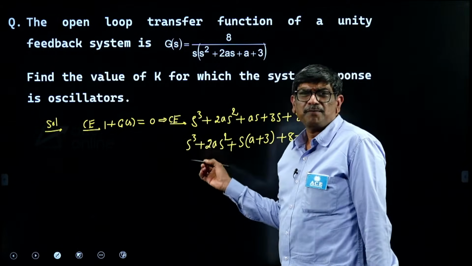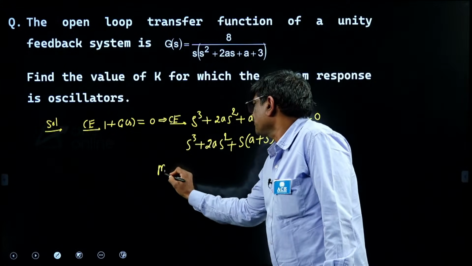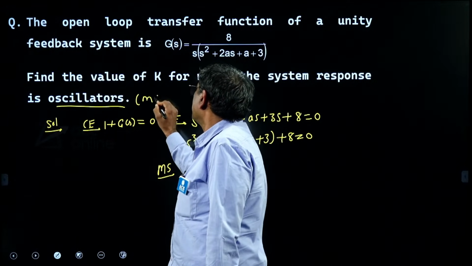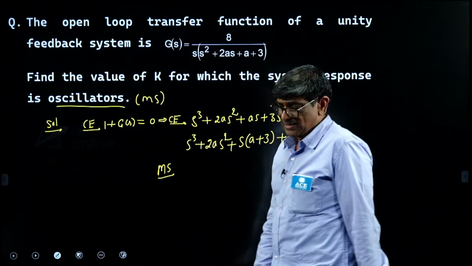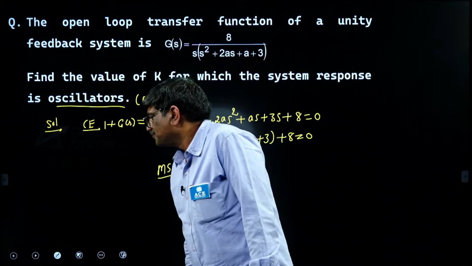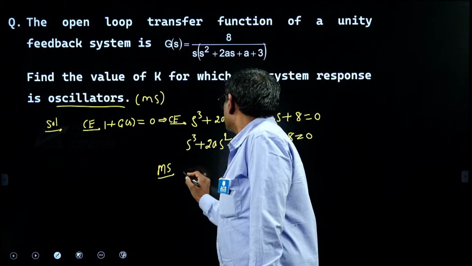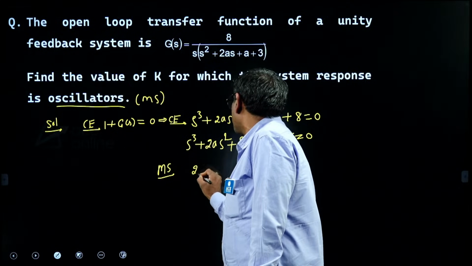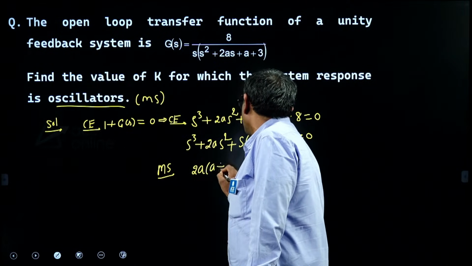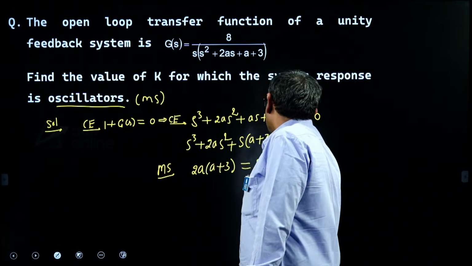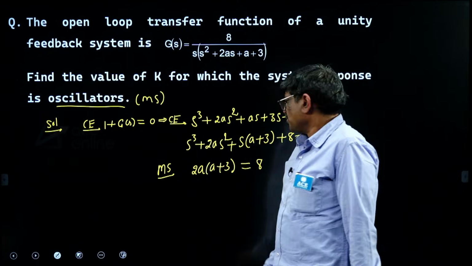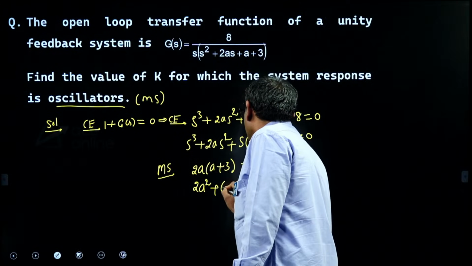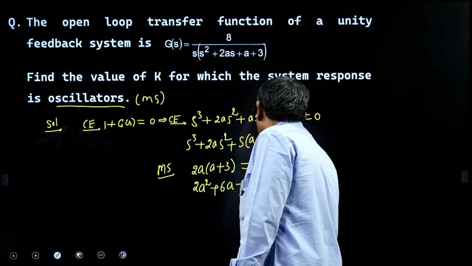So simply for marginal stability, what is the condition? Because oscillatory means simply marginally stable. That means internal product equal to external product. What is the internal product? 2A into (A plus 3) equal to the external product, 8. So I simplify: 2A square plus 6A minus 8 equal to 0.